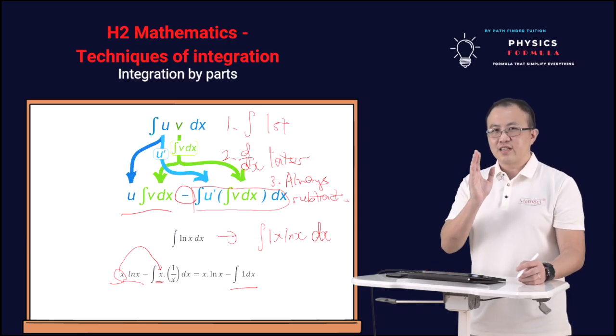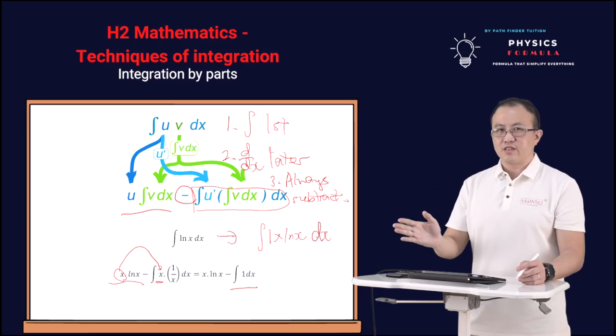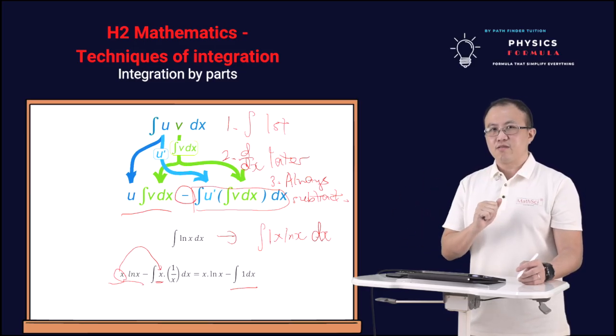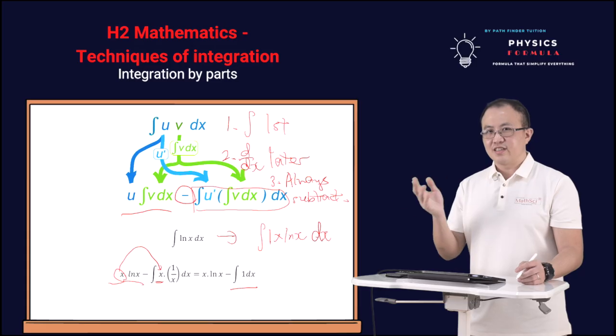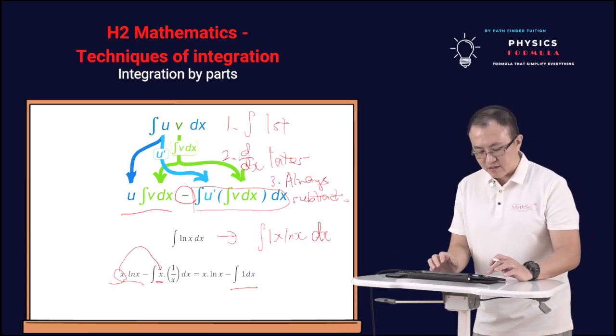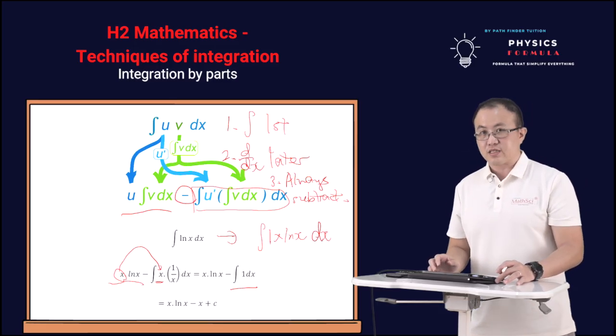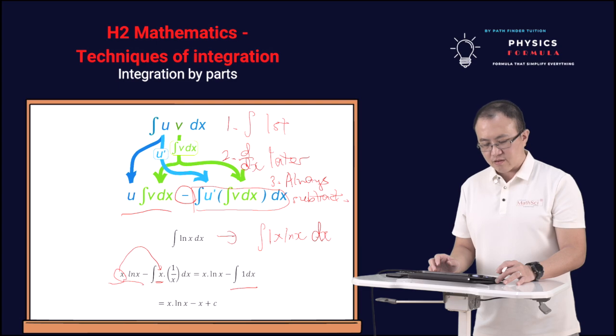So you might not necessarily need to remember your way of remembering which one to differentiate, which one to integrate, but you will know you are right when you have done the right thing, because in the next integral, it can be integrated. So from here, I continue the simplification. I will get x ln x minus x plus c. Okay, so this is what you can do for integration by parts.